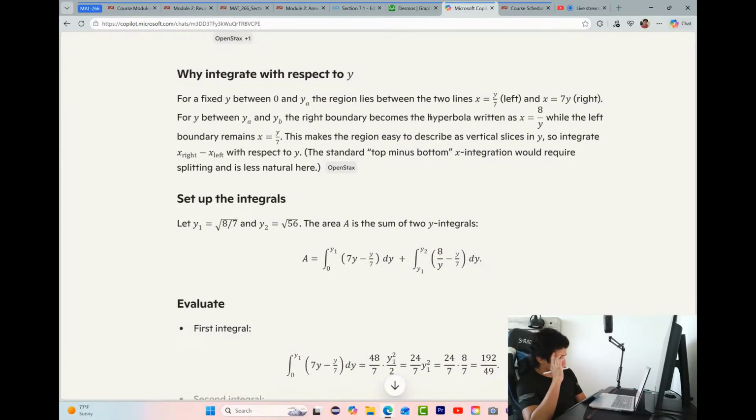Integrate with respect to y. For a fixed y between 0 and y sub a, the region lies between the two lines, x equals y over 7 and x equals 7y. For y between y sub a and y sub b, the right boundary becomes the hyperbola written as x equals 8 over y, while the left boundary remains x equals y over 7. Yeah, dude, I'm not understanding that.